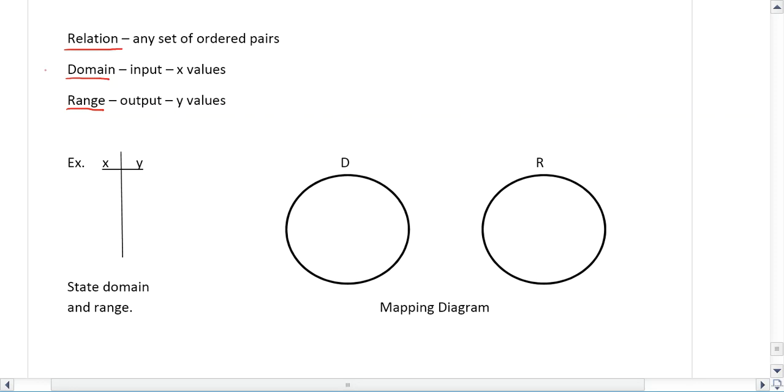Now we're going to talk about these two terms a lot this year. Domain and range, you can think of it as where does the graph exist? What's its address? Where does it live?